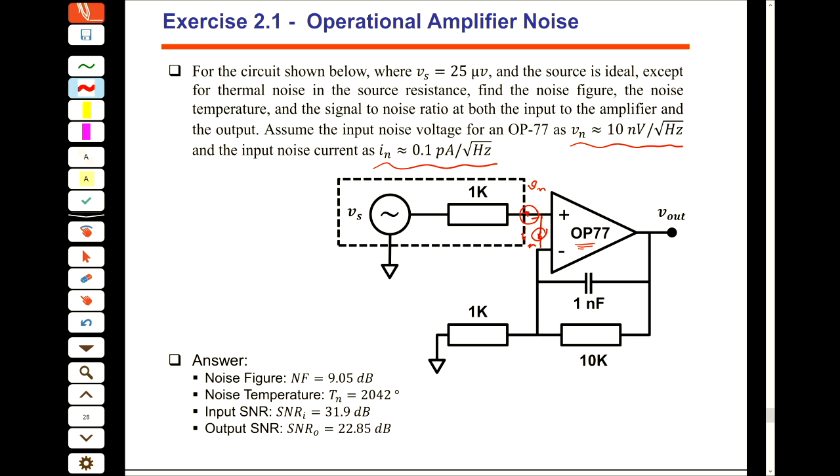And then it says that we have a signal generator and the output of my signal generator is 25 microvolt. Okay. It has an internal resistance of 1K. It says to find the noise figure of the system and the input SNR and the output SNR. When we look at this kind of question, for the SNR, signal to noise, for the input SNR, I have the input signal. It's given. So one is done. I have to find the noise at the input. What's the noise at the input?